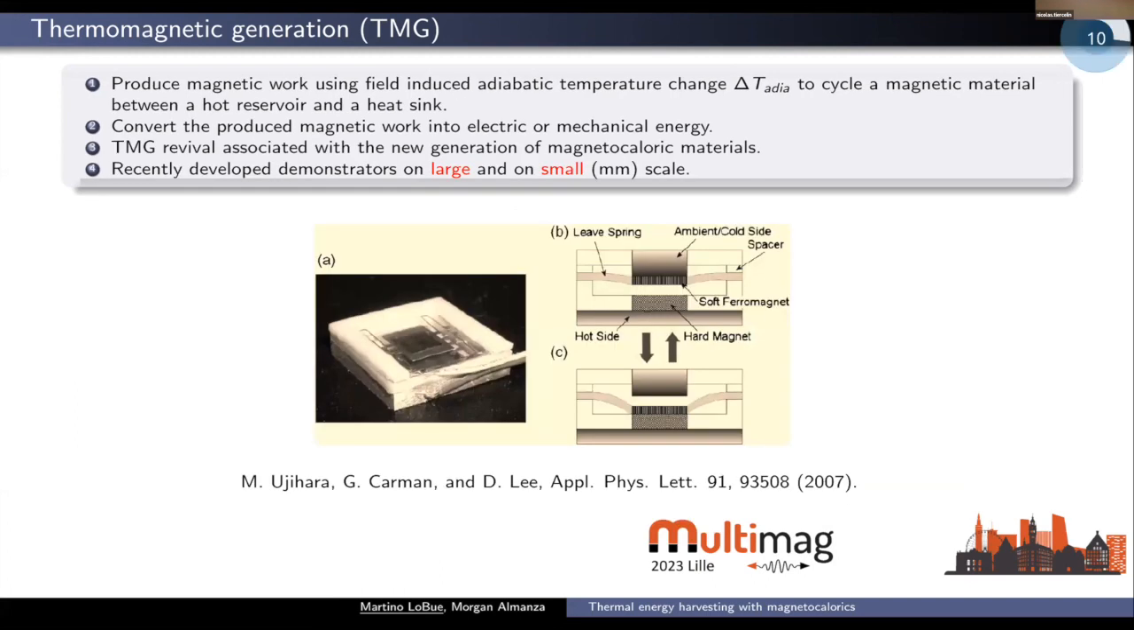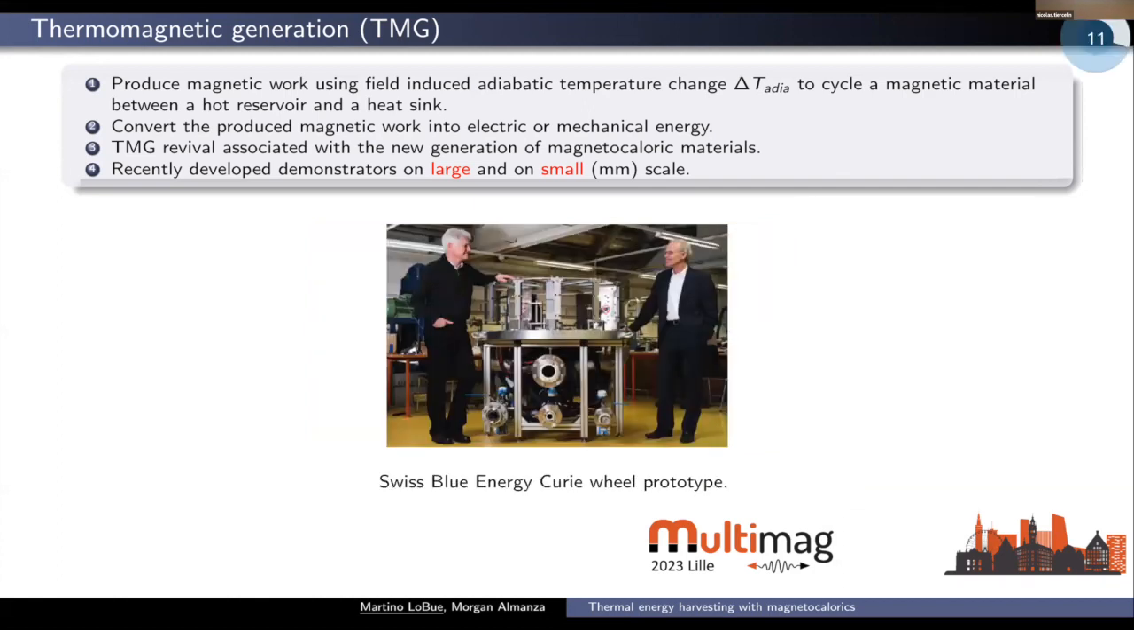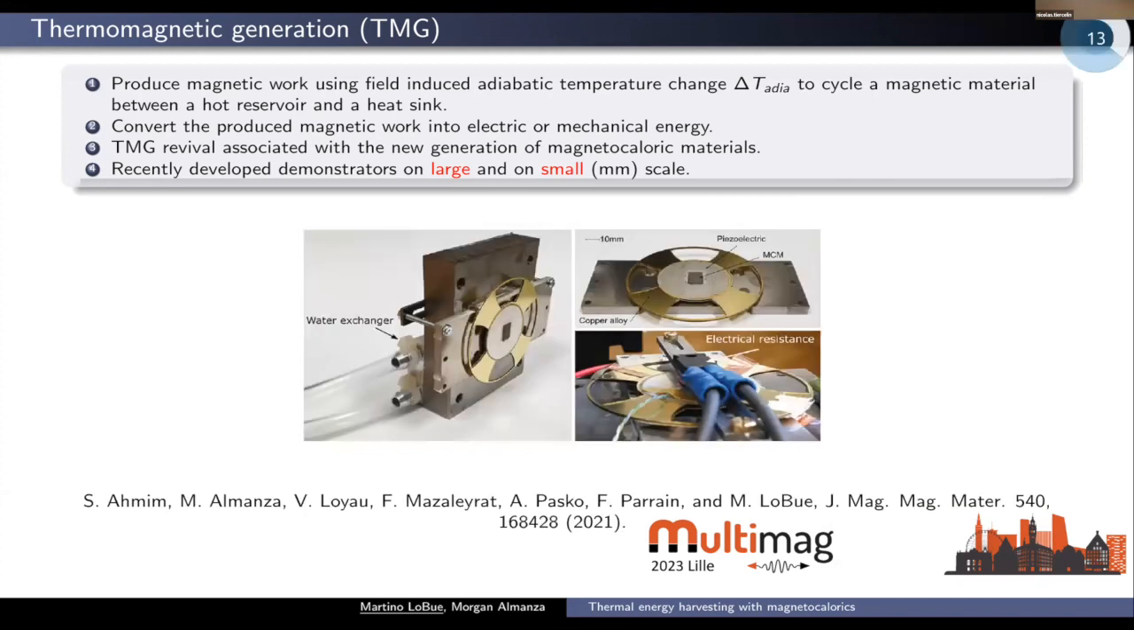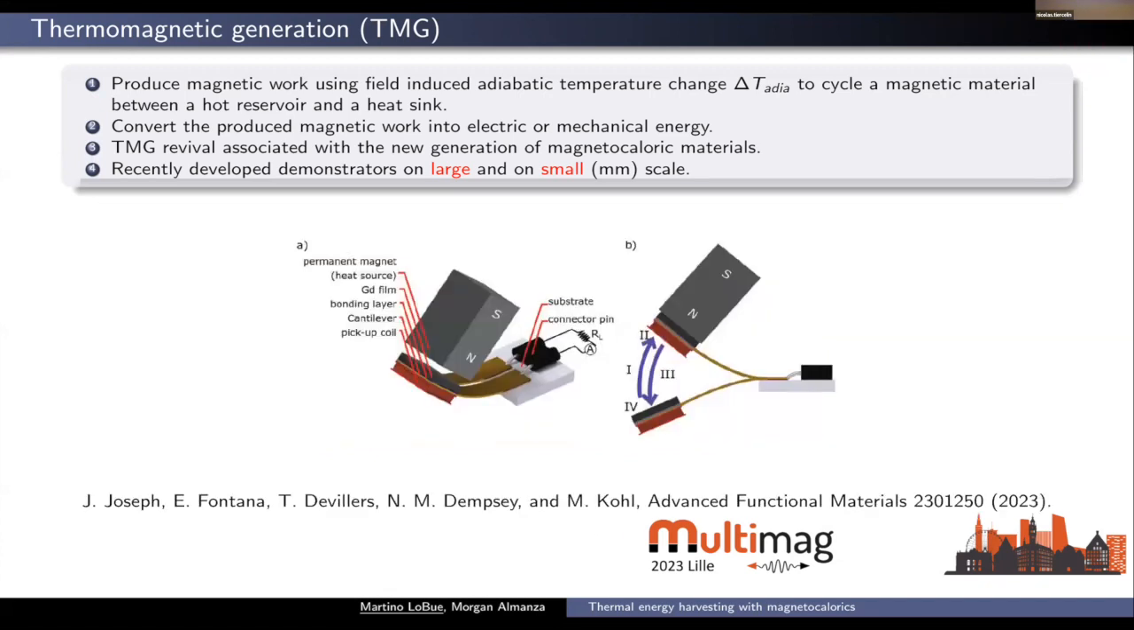And you have many devices that have been proposed. Here is Greg Carman from UCLA, one of the first ones, where you have a vibrating magnetocaloric material. Here is a Swiss startup with a big Curie wheel, so large scale devices. Here is a medium scale device using the Faraday effect from the group of Dresden, Sebastian Faller. Here is something we developed at SATI, a vibrating system using lanthanum silicon iron. And here is a smaller device using a film, a Heusler or a gadolinium film, from the group in Karlsruhe, Manfred Kohl's group. Okay, so you have many prototypes at different scales.